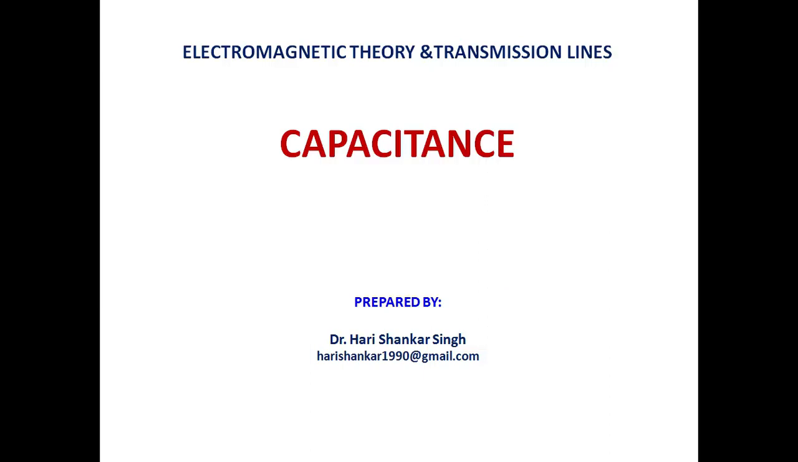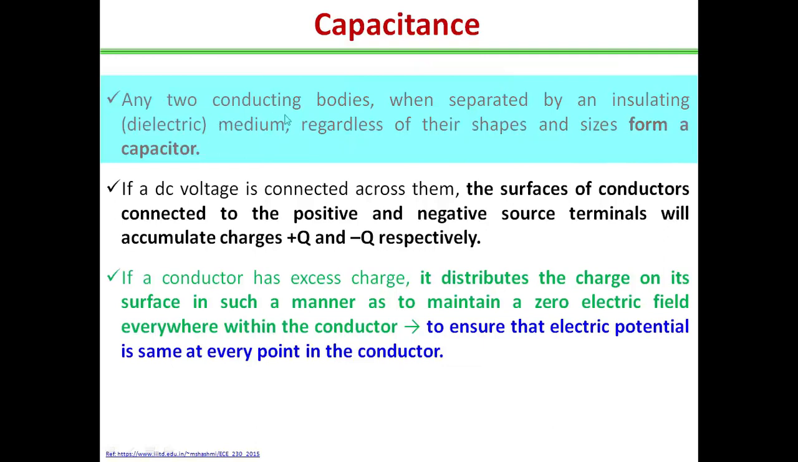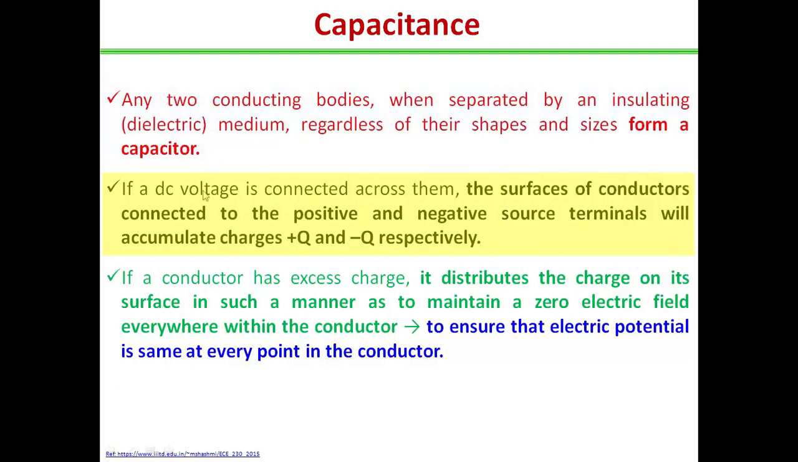In this video, we will discuss capacitance. Any two conducting bodies, when separated by an insulating, that is dielectric, material, regardless of their shape and size, form a capacitor. If any DC voltage is connected across them, the surfaces of the conductors connected to the positive and negative source terminals will accumulate positive and negative charge respectively.